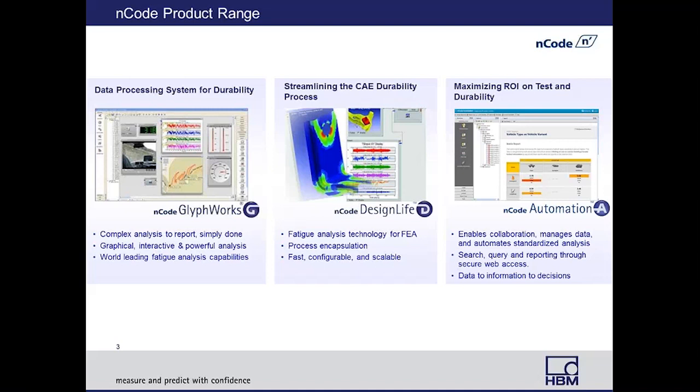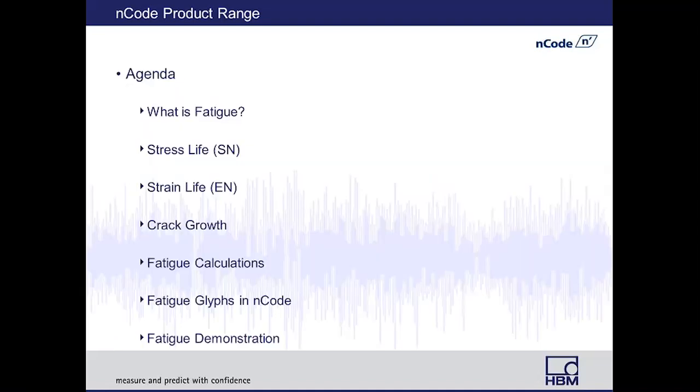The last one is automation, and this is a tool that goes along with GlyphWorks. It's going to allow you to process measured data, but in a more automated fashion. So you're going to be able to handle larger amounts of data, larger data sets, and it also helps to enable collaboration with colleagues and adds a lot of capability in terms of searching, querying, and then creating reports through automation.